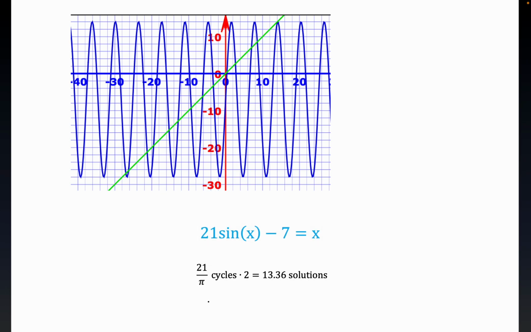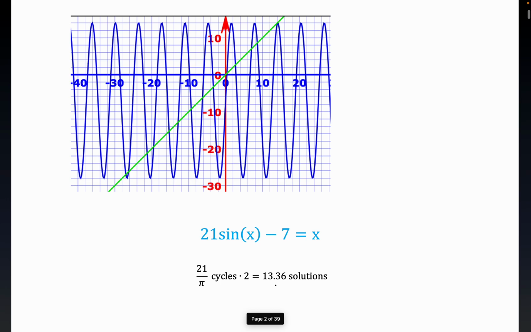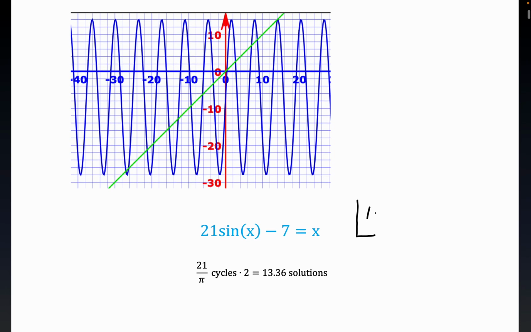Now, what we get right here is this result, 21 over pi cycles times 2, which is the result we just established. Remember, 21 over pi cycles times 2, and that's 2 solutions per cycle there. It gives us 13.36. Now, the way we get around this, let me write it up here so we can count together. We actually just take the floor. You guys have seen this notation, the floor. You take the floor of 13.36.